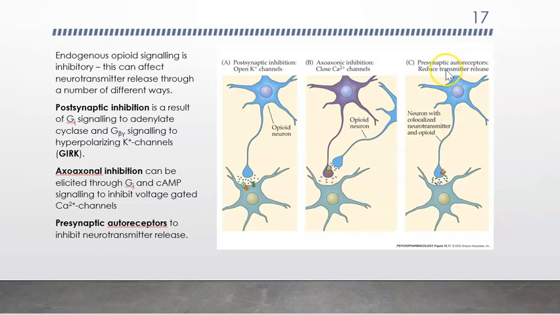Okay, so in this third one, you start with some release of neurotransmitters and opioids, but then you've got it acting as an autoreceptor to turn off that release when the opioids bind to that presynaptic receptor. Okay, so those are three different ways that our endogenous opioids inhibit signaling.